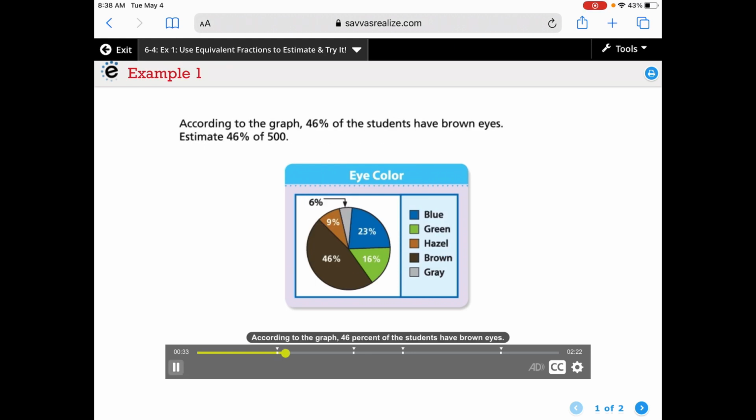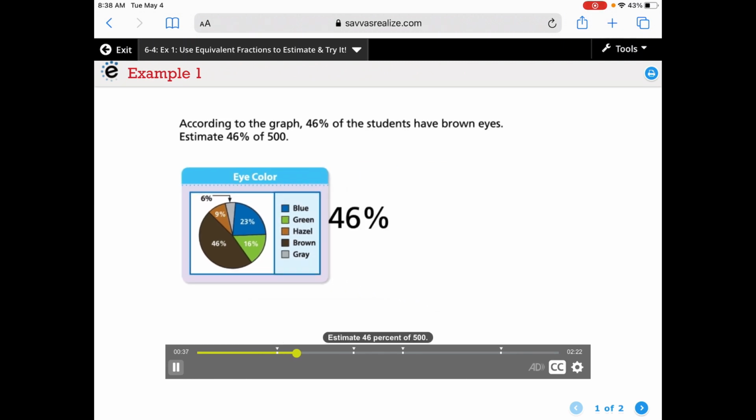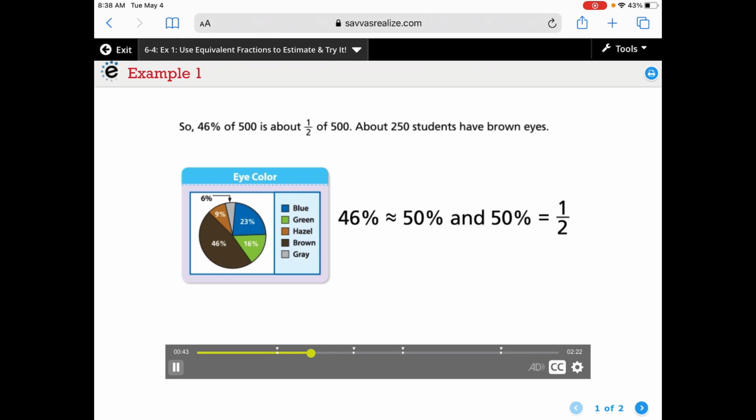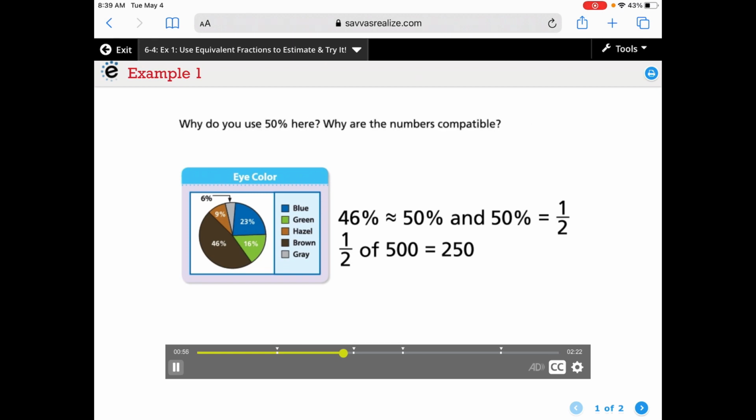According to the graph, 46% of the students have brown eyes. Estimate 46% of 500. So 46% of 500 is about 1/2 of 500. About 250 students have brown eyes. Why do you use 50% here? Why are the numbers compatible?